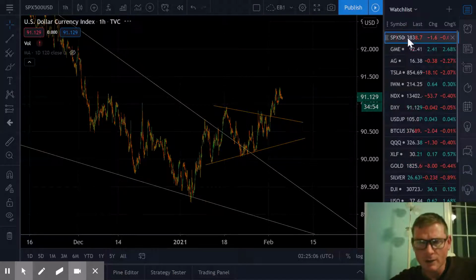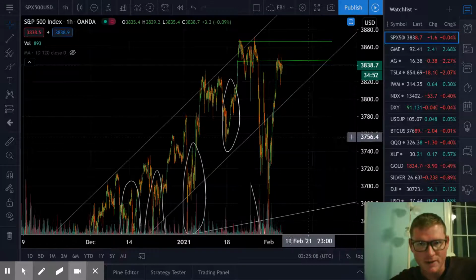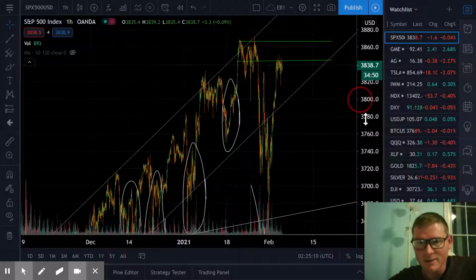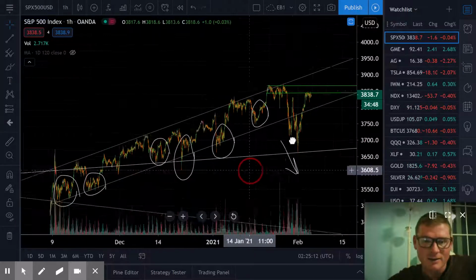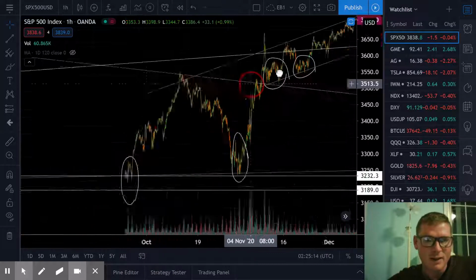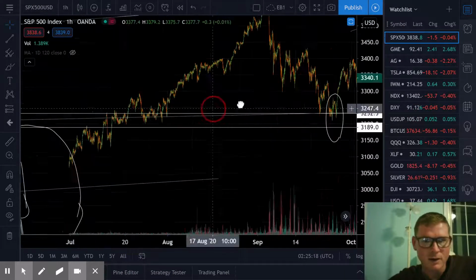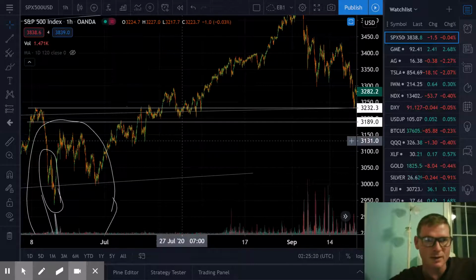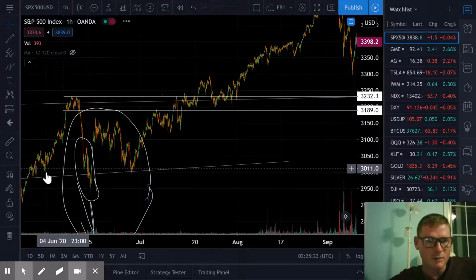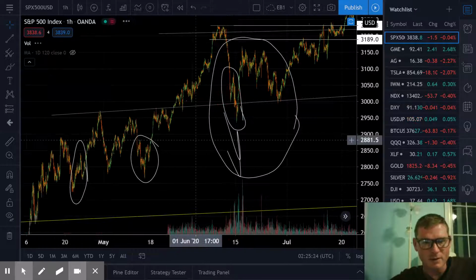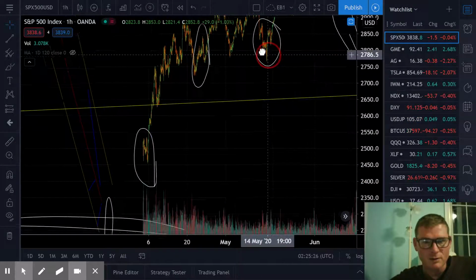I want to look at the S&P and explain some bear traps. Let's look at some bear traps. Okay, let's go back to this whole run up in the S&P, like this whole year. It's just bear trap after bear trap after bear trap on this whole run. I'll just show you what they look like.